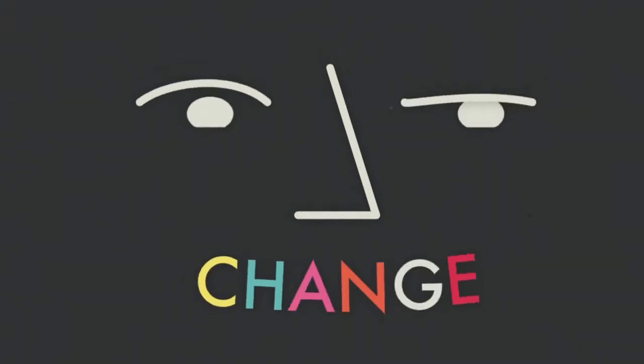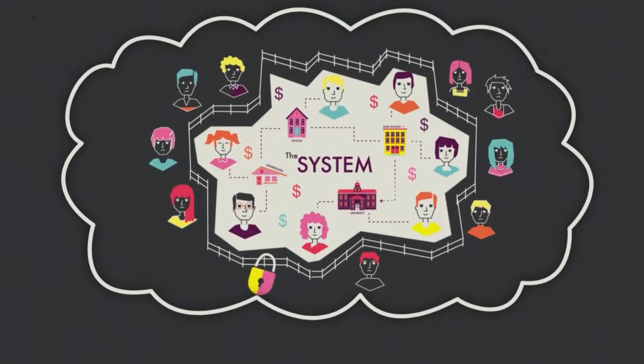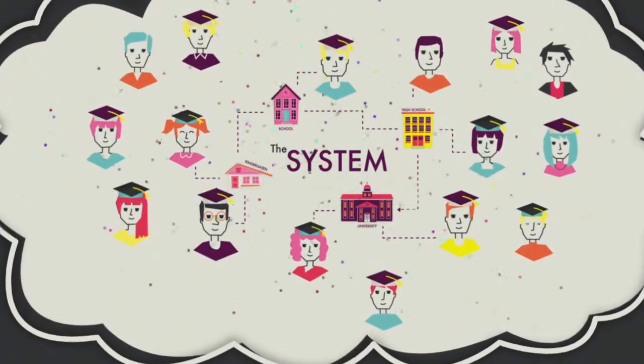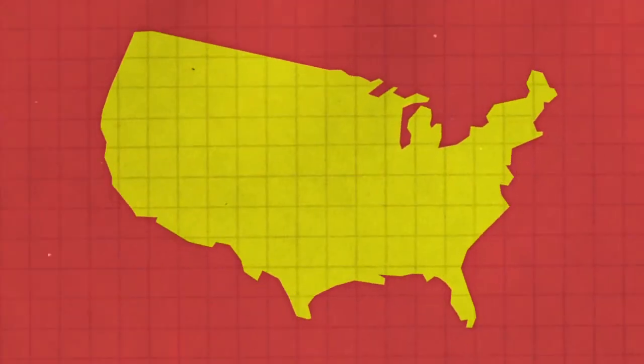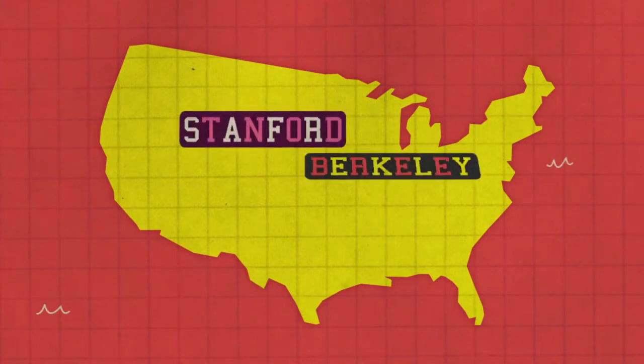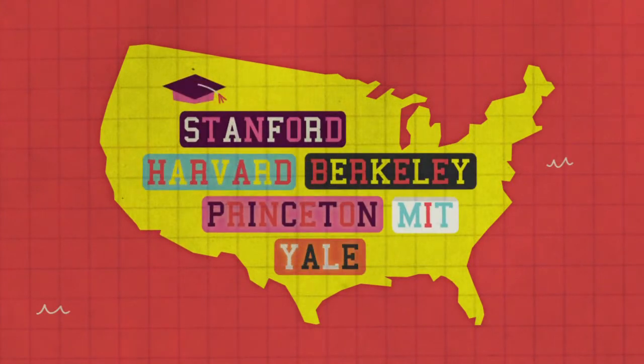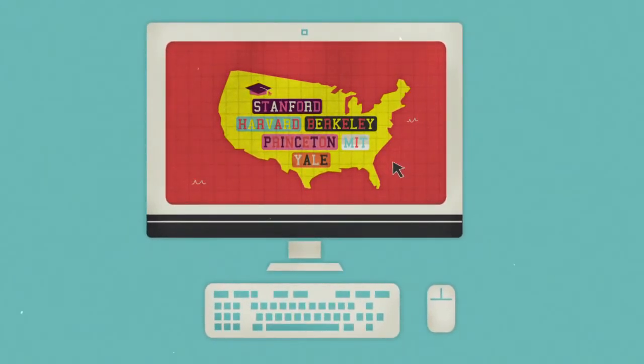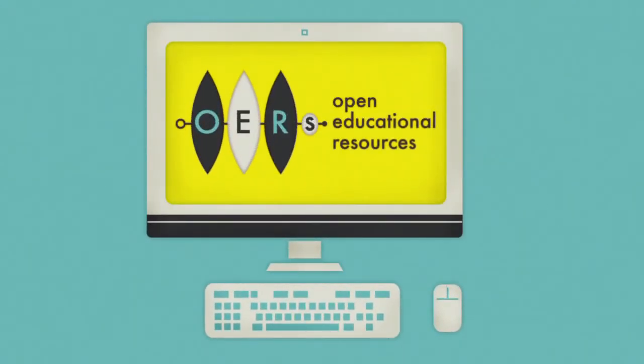Now, imagine that this were to change. How would our world be if everyone could benefit from the opportunities offered by studying at these institutions? Well, this is already happening. Some of the best universities in the US are openly sharing their courses online. And this is just part of a trend. The trend of open educational resources.